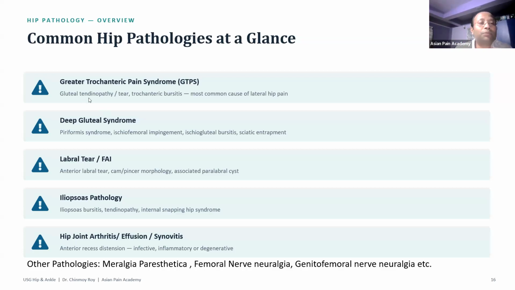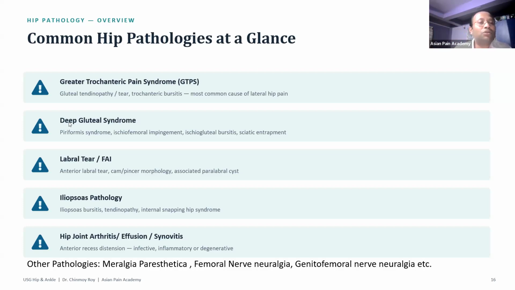Now gluteal tendinopathy, different types of tendinopathies, like gluteus medius, gluteus maximus or gluteus minimus. These tendinopathies also cause lateral hip pain. And then some bursitis. Wherever these tendons insert in the greater trochanter, between the tendon and the bone there are some bursas. These bursas can also cause bursitis. So these tendinopathies and bursitis together can cause greater trochanteric pain syndrome.